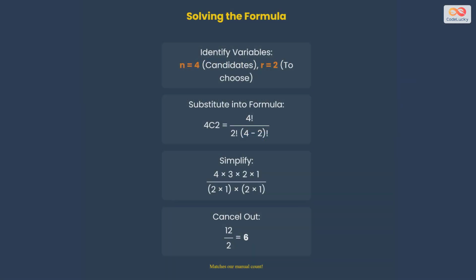Now let's use the formula. Our total n is 4, and we are choosing r, which is 2. We plug these into our equation. The numerator is 4 factorial. The denominator is 2 factorial times the difference, which is also 2 factorial. When we write it out and simplify, we divide 12 by 2, giving us 6. This perfectly matches the 6 pairs we counted manually.